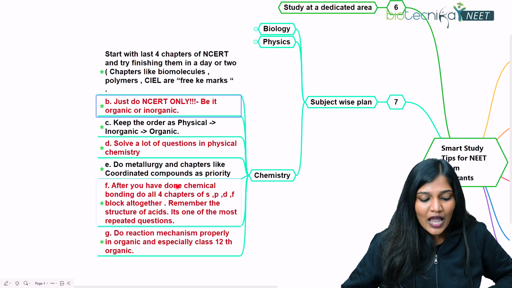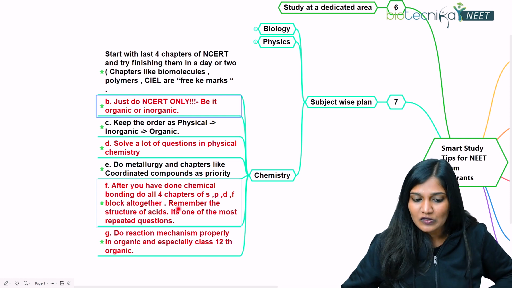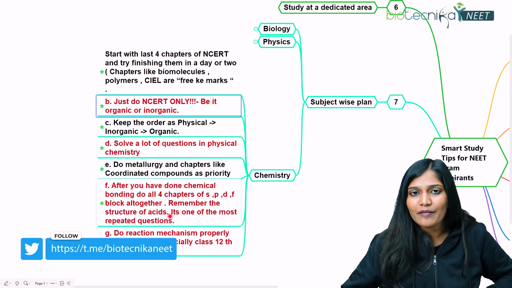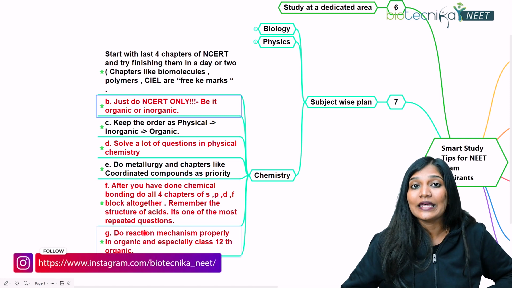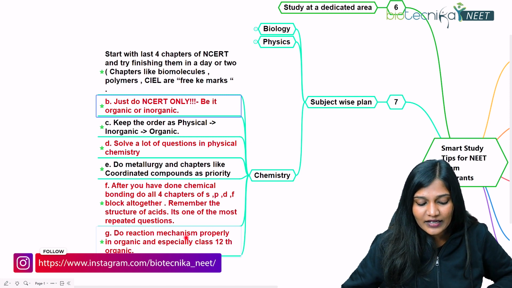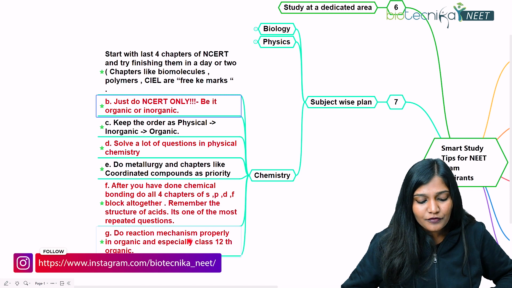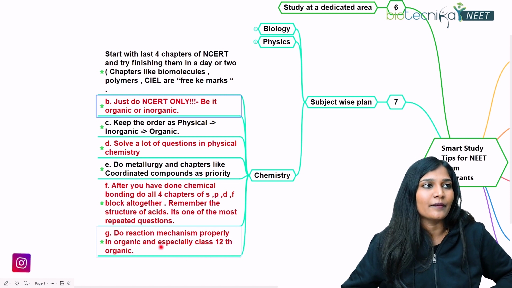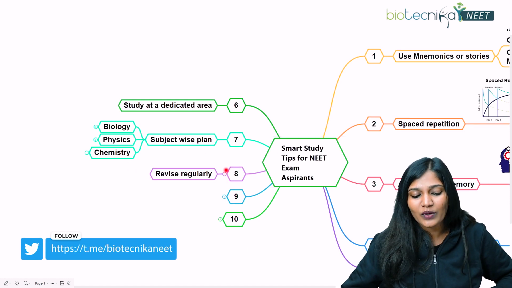And a very important thing I'm going to highlight is remember the structure of acids, because most of the time it is asked as a repeated question. So remember the structure of acids. And the most important thing is reaction mechanism. You have to study it in organic chemistry very properly. And especially in class 12th organic, you have to devote a lot of time. So these are the chemistry tips that you have to follow. This is the subject-wise plan for you.